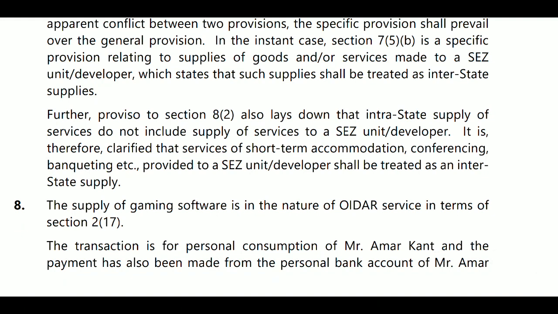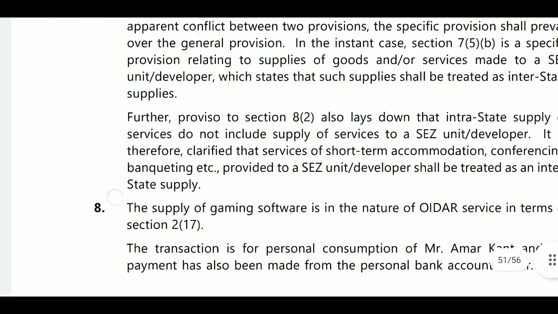Further, the proviso to section 8(2) also laid down that interstate supply of services does not include supply of services to such unit developers. It is therefore clarified that services of short-term accommodation, conferencing, banqueting, etc. provided to such units or developers shall be treated as interstate supply. That is question number 7.